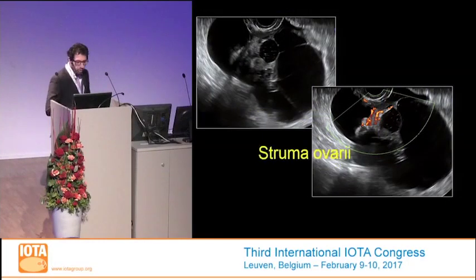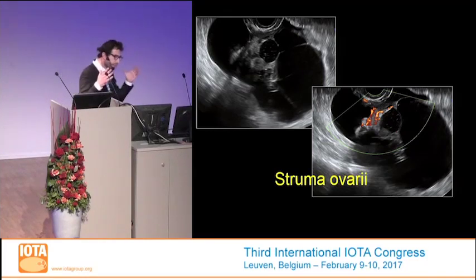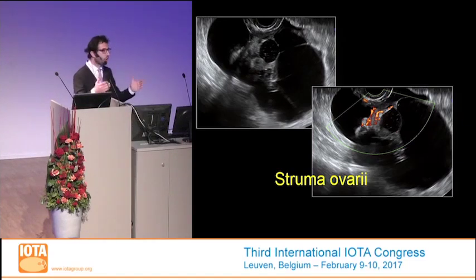And actually, stroma ovaries are overrepresented in the false positive cases of malignancy. This is just an example: stroma ovaries and thecomas, for example, solid masses, highly vascularized. These, for sure, will always be in the group of masses that we easily misdiagnose as malignant.